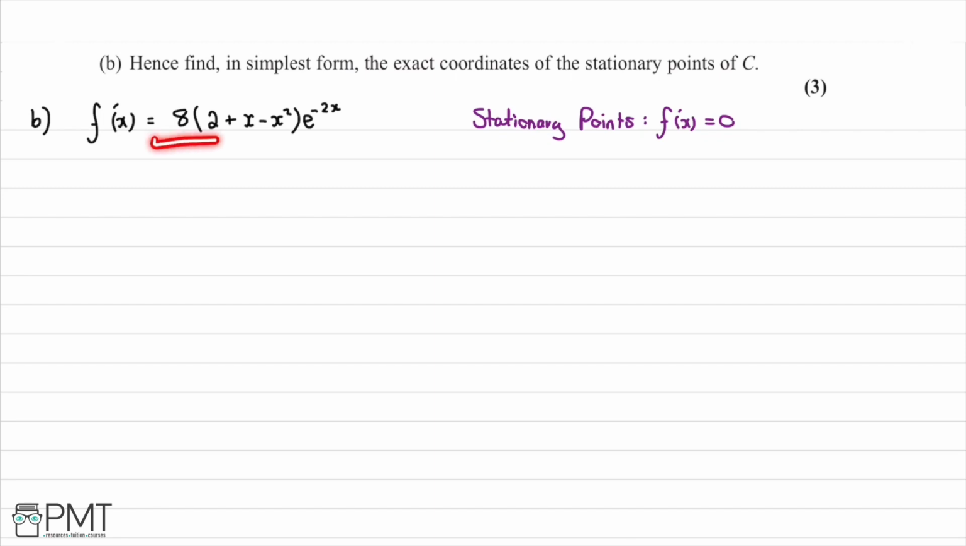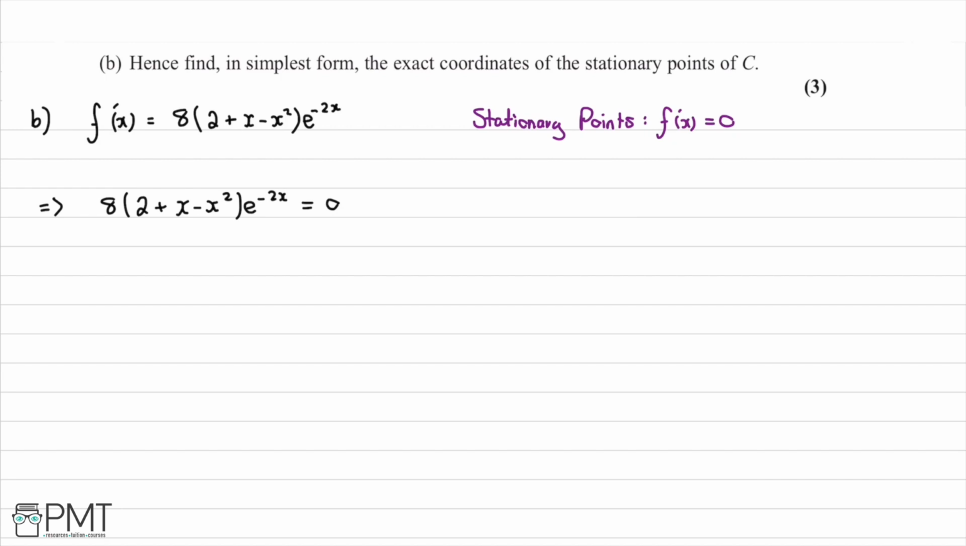So I've copied down our work from part A. So this was the derivative of f. What we're going to do is set this equal to 0. Therefore we'll have that 8 multiplied by (2 + x - x squared) multiplied by e to the negative 2x is going to be equal to 0.